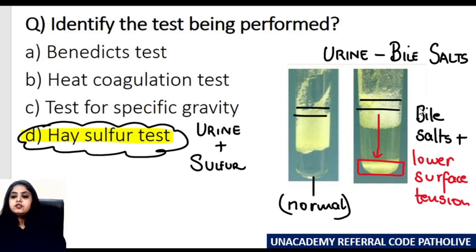Why was the surface tension lowered? Because bile salts were present in this particular tube. So this becomes a positive test, bile salts being present, and that is how you do a Hay's sulfur test, a very important one that we have.